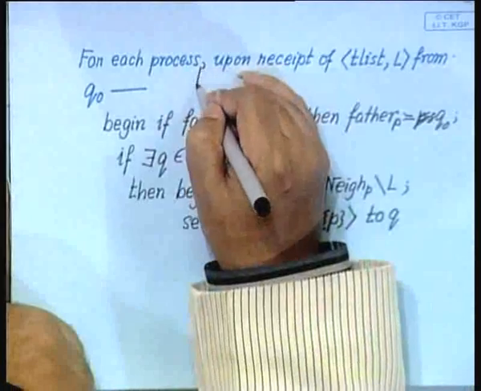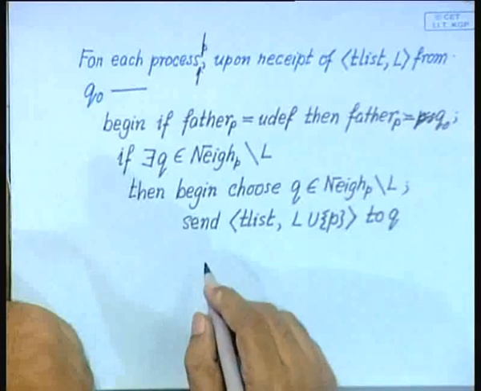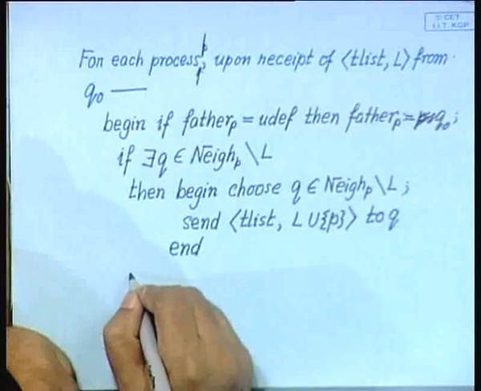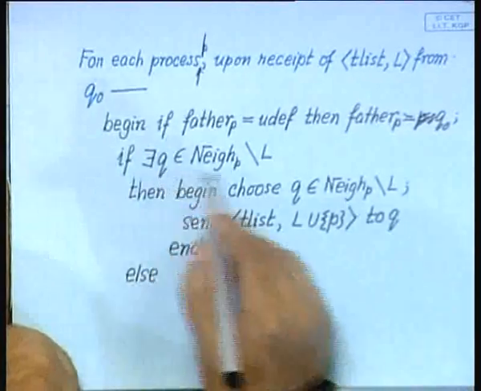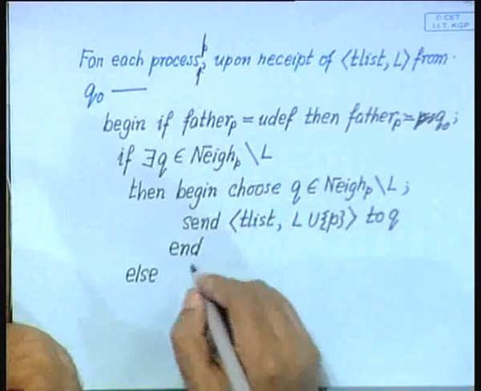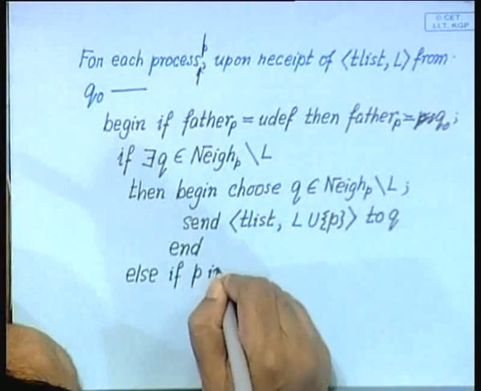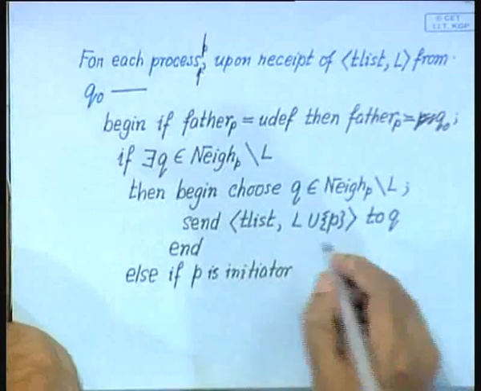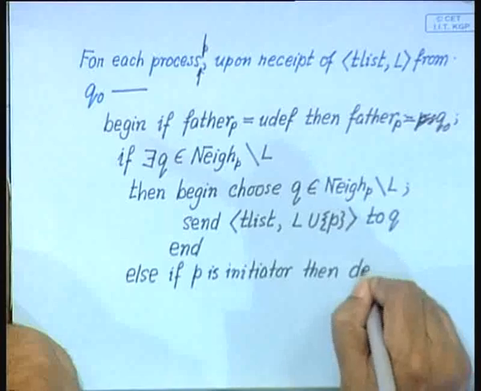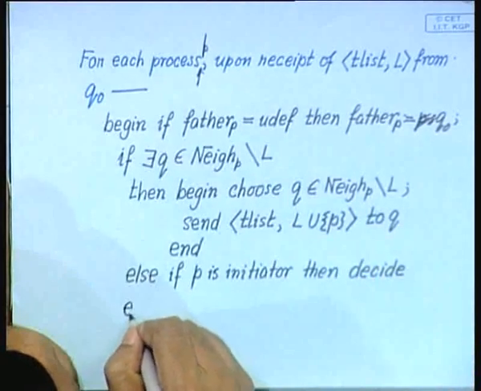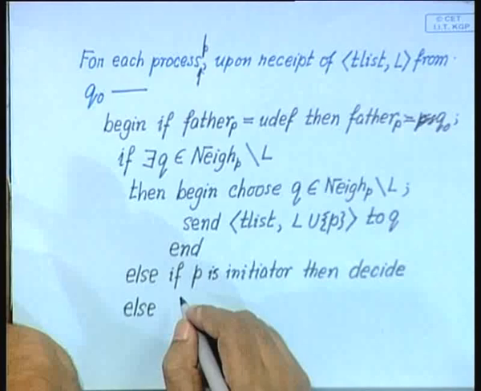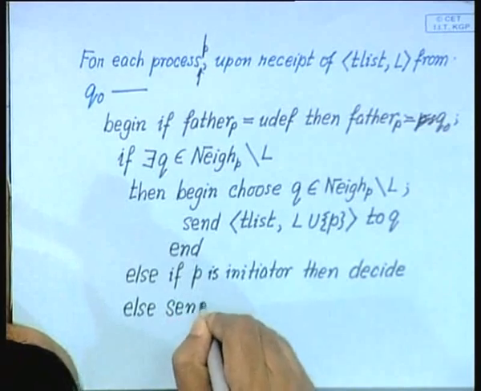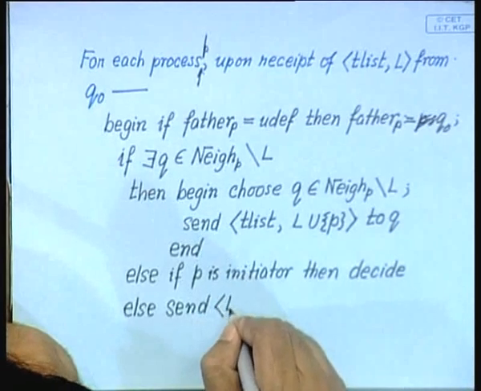So, what is p? For each process p. Now, else, if there is no such neighbor, then what is it going to do? If p is the initiator, what is p going to do? Yes, it will decide. Else it will send it back. The only thing is that then you do not have any other neighbors, so you have to send it back to your parent. So, send T, list.